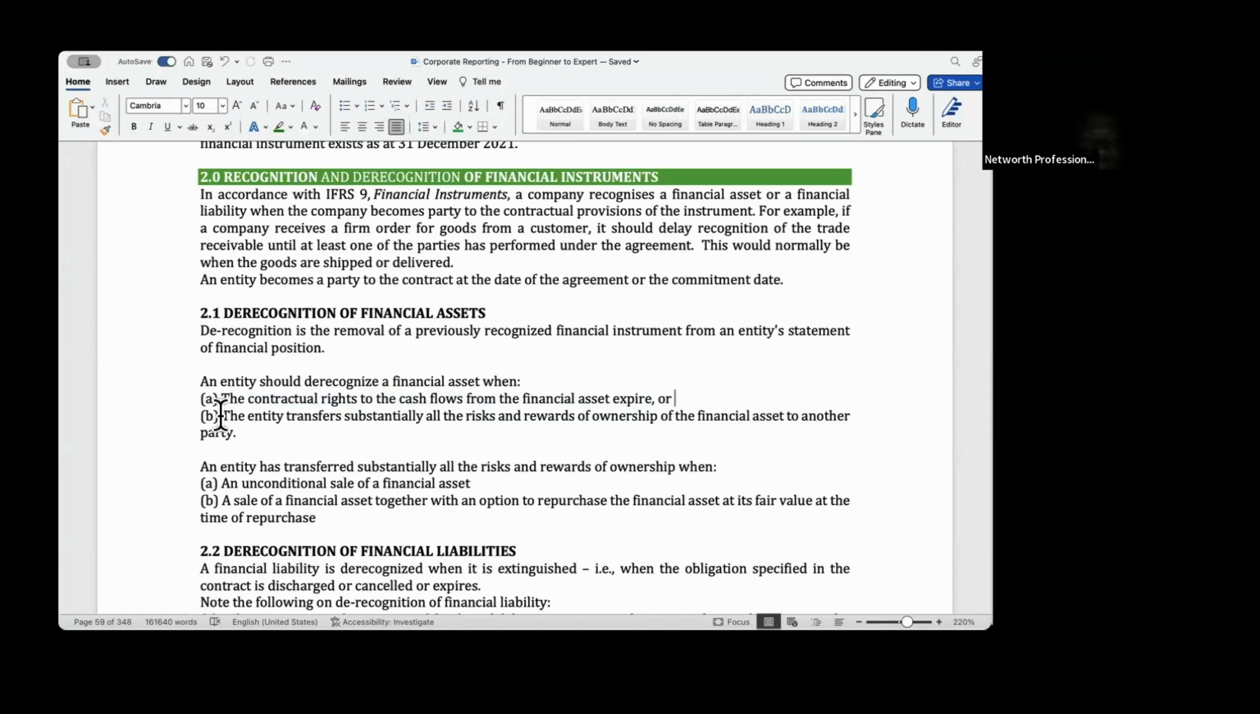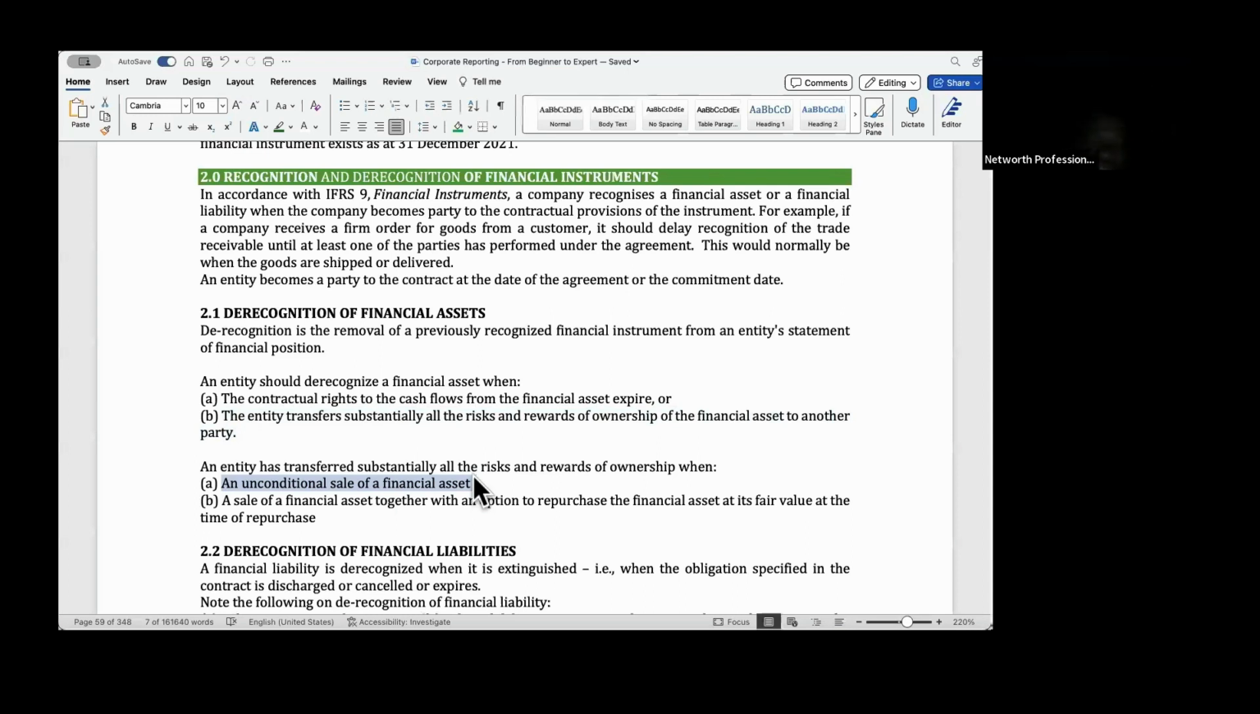The second one is when the entity transfers substantially all the risk and reward of ownership of the financial asset to another party. And when we talk about transferring risk and reward, majorly what we are talking about is an unconditional sale of a financial asset, meaning that you have sold the financial asset. It's just like you have shares in a company, which is a financial asset to you. When you sell those shares, you derecognize it.